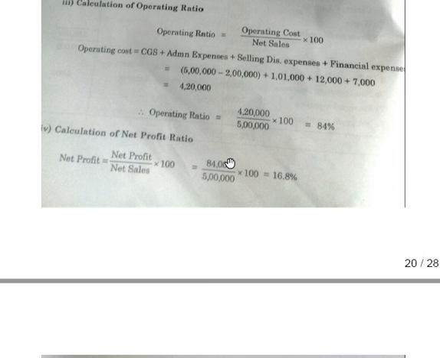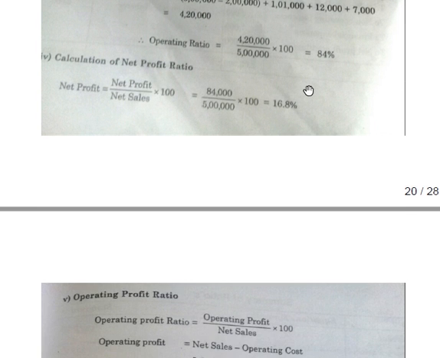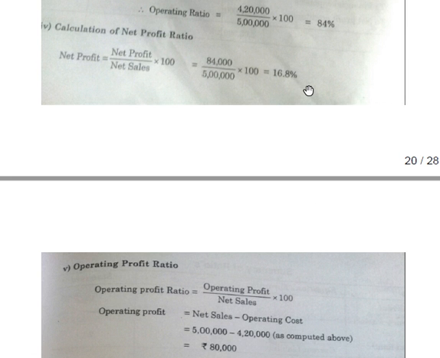Calculation of operating ratio. Operating ratio is equal to operating cost divided by net sales into 100. Operating cost is equal to cost of goods sold plus administrative expenses plus selling and distribution expenses plus financial expenses. 5 lakhs minus 2 lakhs plus 1,01,000 plus 12,000 plus 7,000, which you get 4,20,000. Operating ratio is 4,20,000 divided by 5 lakhs into 100, which is 84%.